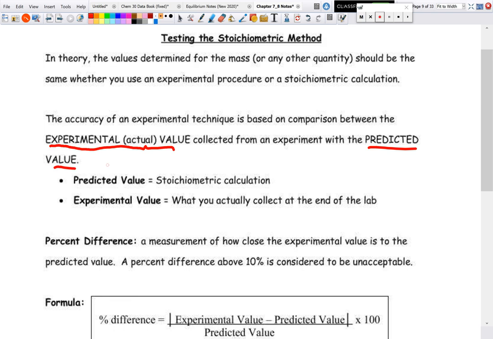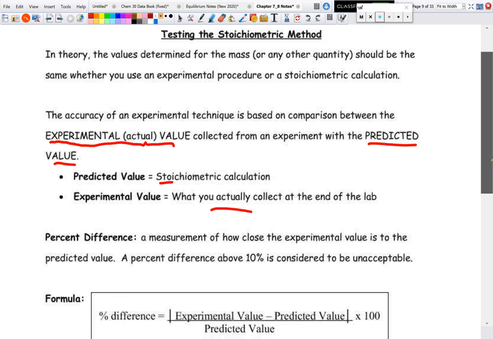Because when we do stoichiometry, there's a bunch of assumptions there, but stuff can go wrong. The reaction might not go to completion. You might spill some stuff. Stuff might stick to the side of glassware. So there's always little tiny things that can happen that will cause us not to actually get everything that we predict. So that's why we have these two things right here: our predicted value, from stoichiometry, and our expected, what we actually collect at the end of a lab.